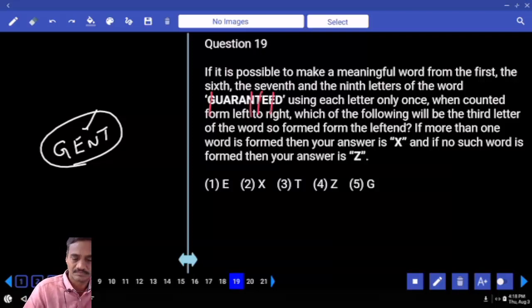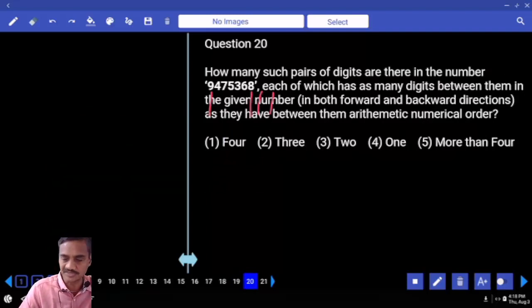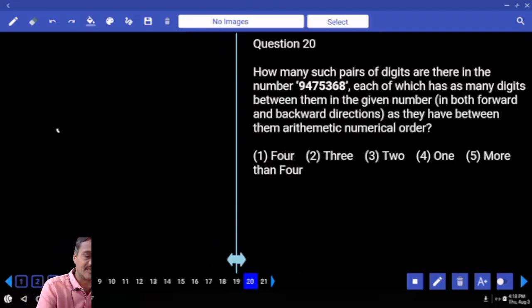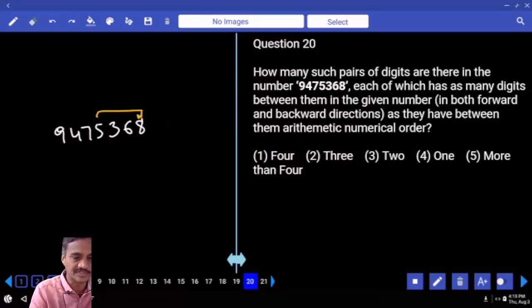Okay. Then 20th. Now in this question number 20, how many such pairs are there? 9, 4, 7, 5, 3, 6, 8, 4, 5, 6, 7, 8, 7, 8, 9, 5, 6, 7, 8, 5, 2, 8, and 3, 4, and 8, 9, 6, 7, 8, 9, 3, 4, 5, 6, 7, 5, 6, 7, 8. Isn't it? Now anything 7, 9. And so many pairs? 2 pairs. Choice 2, question number 20.